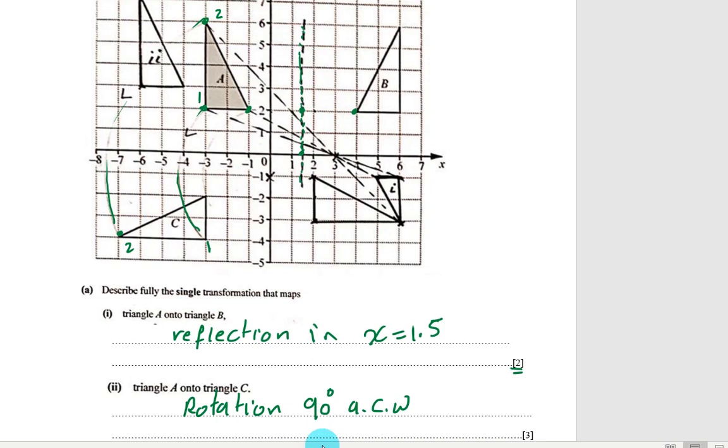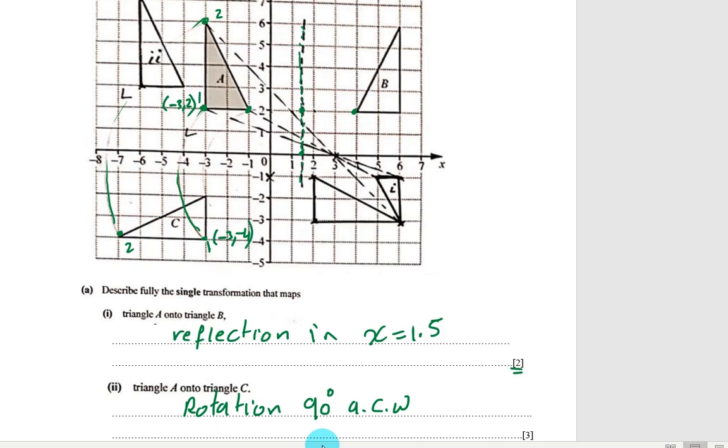Now, where is the center of the rotation? Follow me. To find the center of rotation, do this step. This is point one, right? What is the coordinate of point one? -3 and 2. The same point one here, what is the coordinate of this point? -3 and -4.